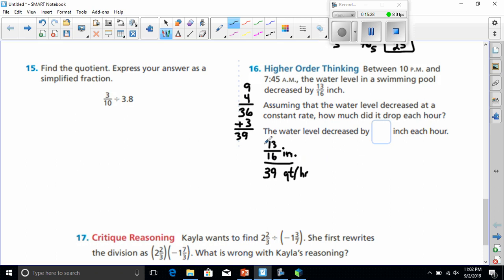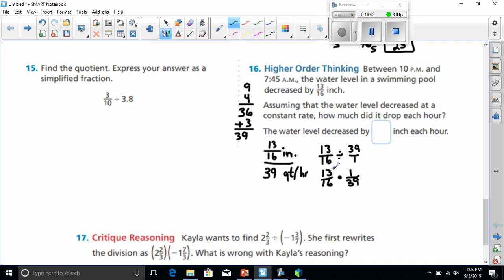Again, this is a division, a complex fraction, because we have a fraction in a fraction. This is really 13 over 16 that we're dividing by 39 over 1. Now we use the KFC method. That's going to be 13 over 16. Keep the first one the same. We're changing to multiplication, and now we'll turn this to 1 over 39.